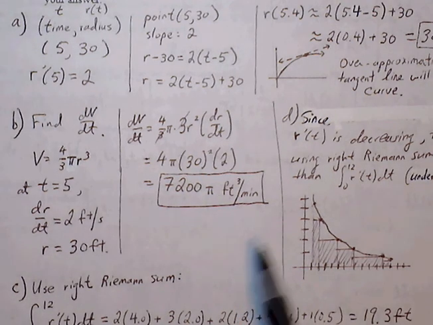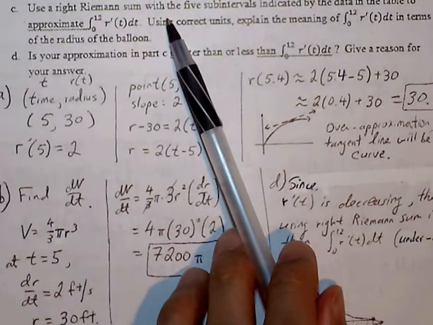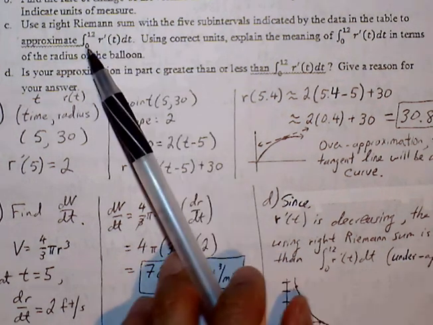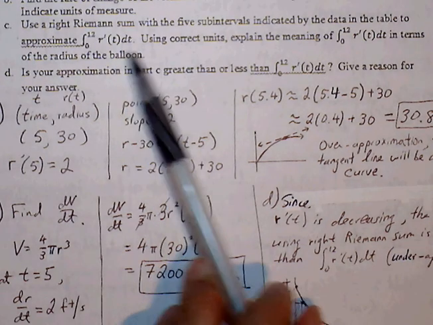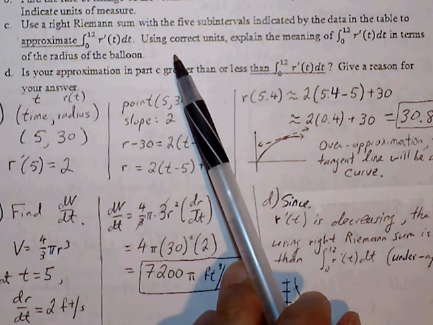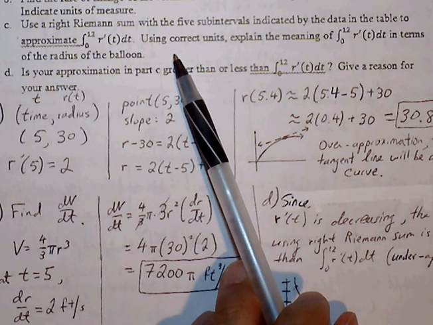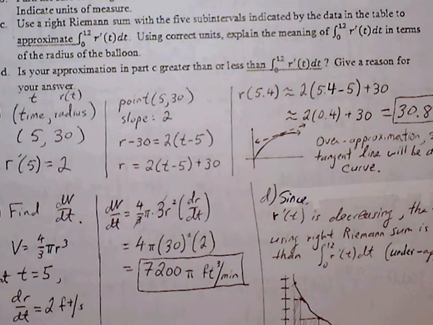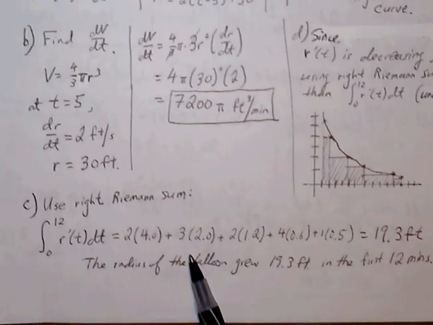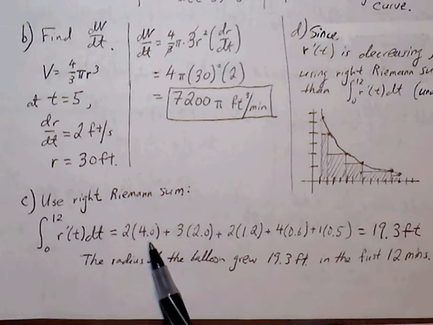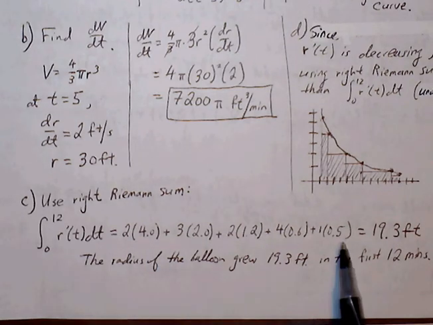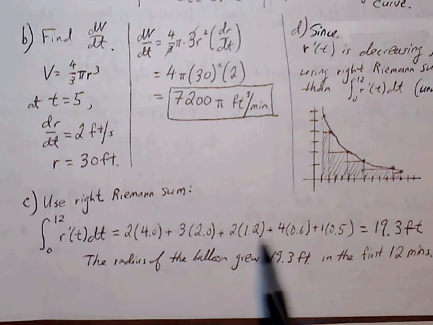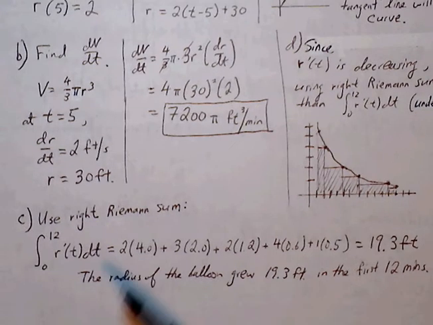Part C, use a right Riemann sum with 5 subintervals indicated by the data to approximate the definite integral of r prime of t from 0 to 12. Using correct units, explain the meaning of the definite integral of r prime of t from 0 to 12 in terms of the radius of the balloon. And for a right Riemann sum, we are going to be finding the width and the appropriate height for each of the rectangles that we're going to be adding up. So we can go back to our table.